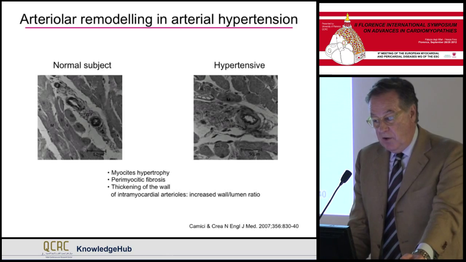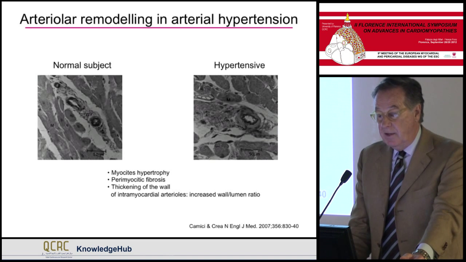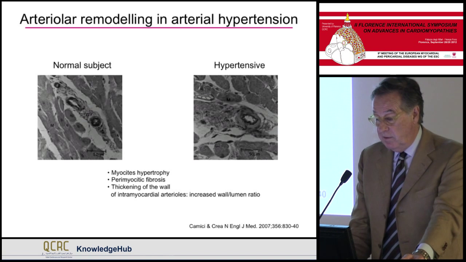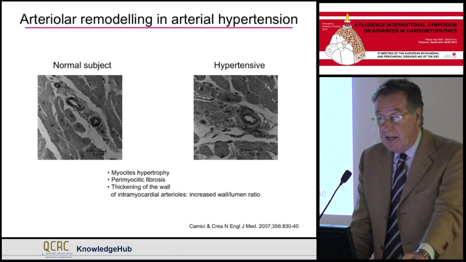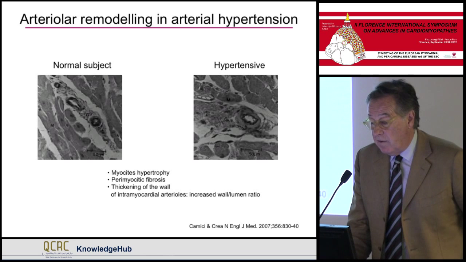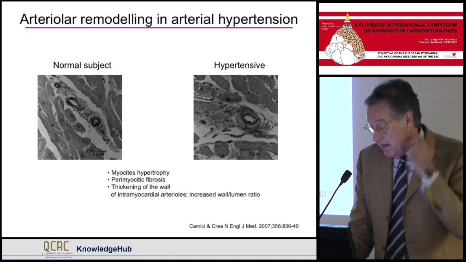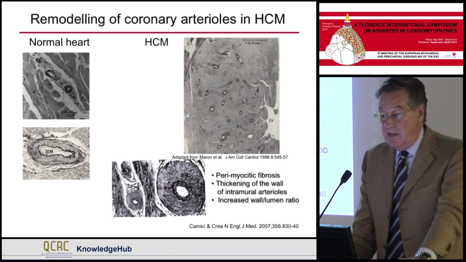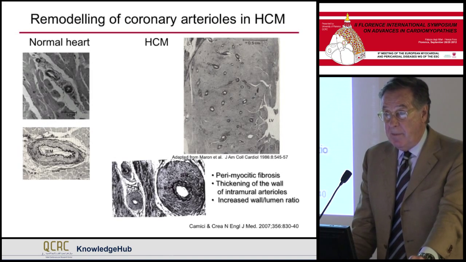Good. So let me give you some examples. This is a normal intramural arteriole. The bar is 50 microns, so we're looking at about 30 micron arterioles. This is an arteriole from a hypertensive. You can clearly see the difference with respect to the control. There is thickening of the tunica media, and there is also some degree of thickening of the internal elastic lamina and subintimal hyperplasia.